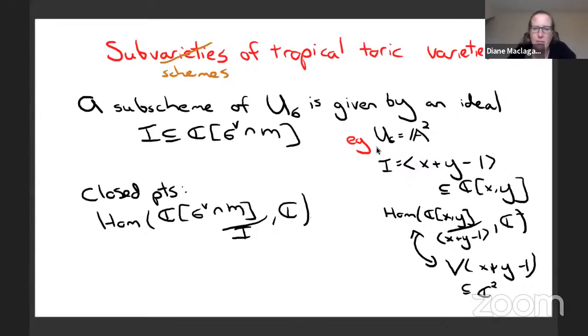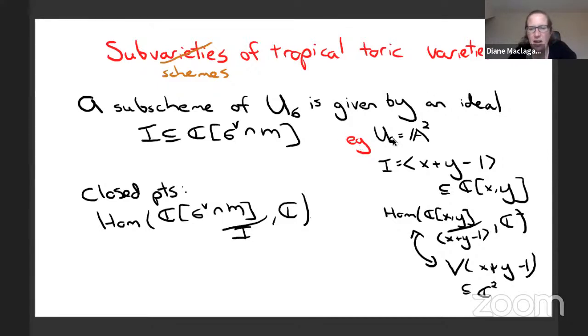If I'm talking about a subscheme of a usual toric variety, that's just given by an ideal in this coordinate ring. If I want to talk about a variety instead of a subscheme, I have to start saying words like radical ideal. Maybe if it's irreducible, I have to talk about prime. These are concepts that we don't yet understand well from a tropical perspective. So from a tropical perspective, it's going to be much easier to just talk about subschemes, where we just talk about ideals without any extra adjectives.